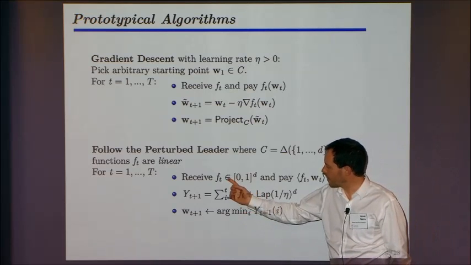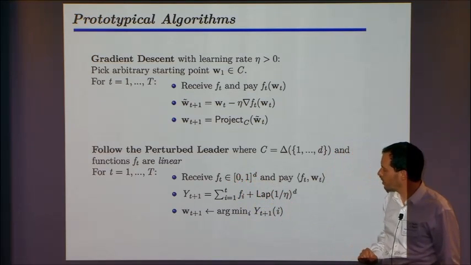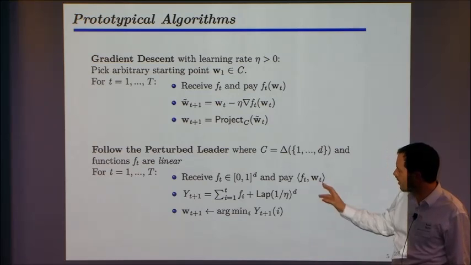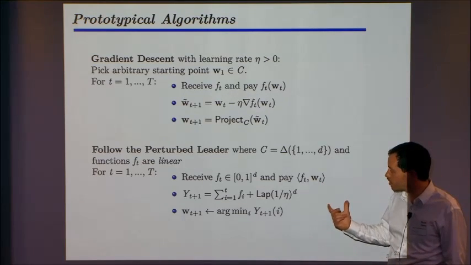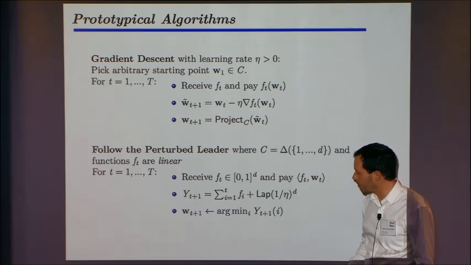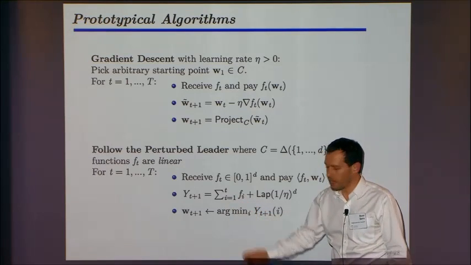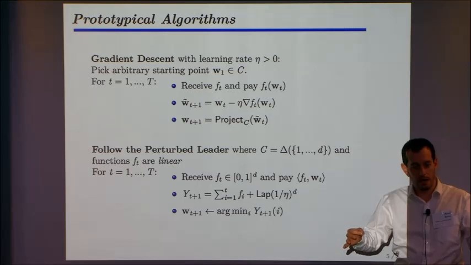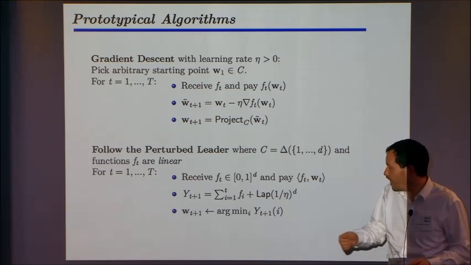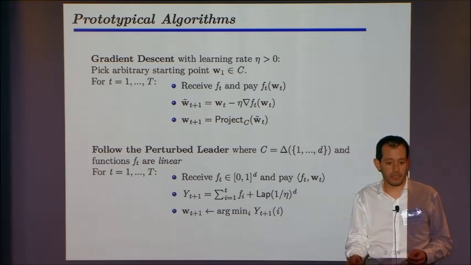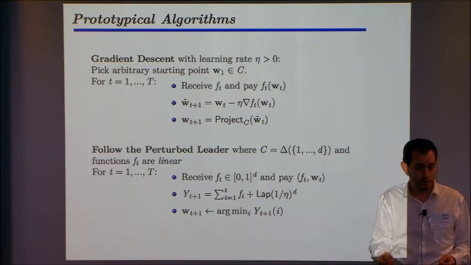So at each time step, again, I receive a sequence of numbers between 0 and 1. I pay what I have to pay. And then the way I do my update is I'm going to define a distribution. I'm going to define this random variable, vector-valued random variable. I'm going to add up all the cost vectors I've seen so far. I'll add random noise to each of those things. And I'll pick the one that has the minimal noisy cost.